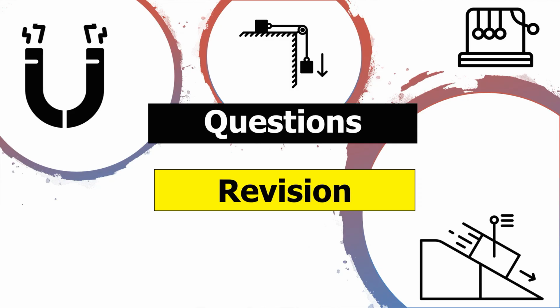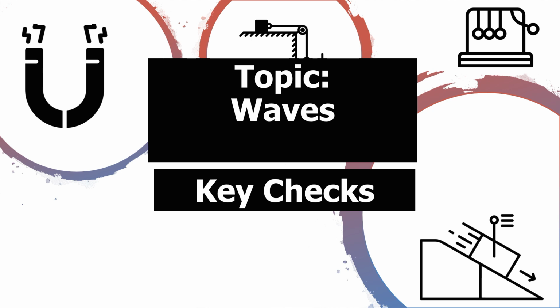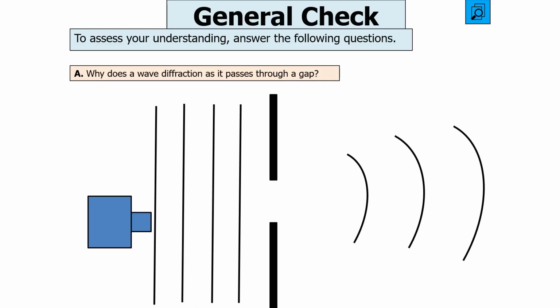Now in this revision session we're going to be looking at 2 types of questions. Firstly, general check questions designed to probe your understanding of the key concepts of the topic, and then assessment point questions, which are past paper examination questions which will mimic the types of questions found in public examinations. So let's start with these general check questions. The first question says, why does a wave diffract as it passes through a gap? So pause the video now, then unpause the video when you want to go through your answer.